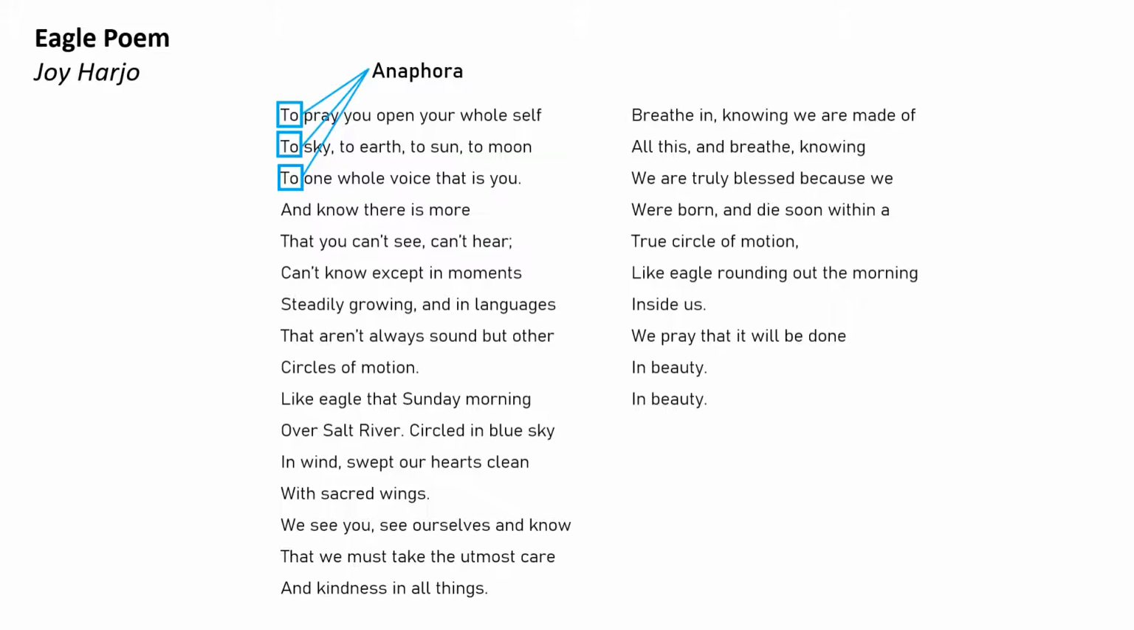The second line includes parallelism, since the phrases "to sky, to earth, to sun, to moon" follow the same grammatical pattern. The parallel structure creates a sense of inner rhythm and harmony. And in the next line, the speaker implies that humans are part of one larger voice, or nature itself. So we need to acknowledge our place within nature to truly pray.